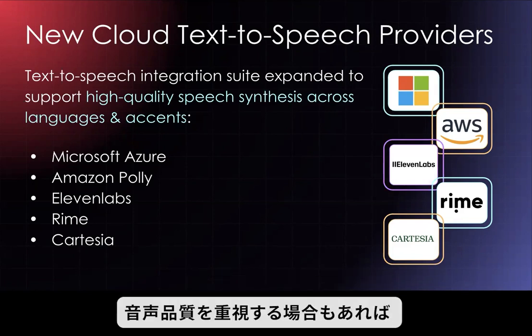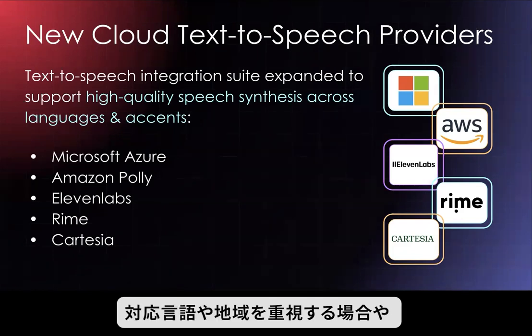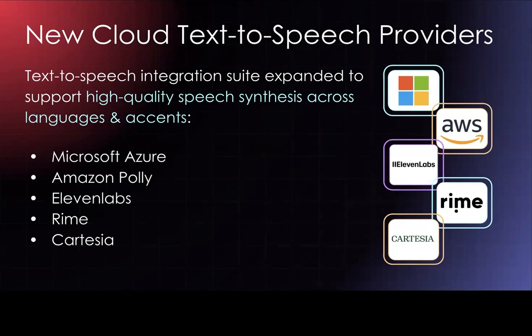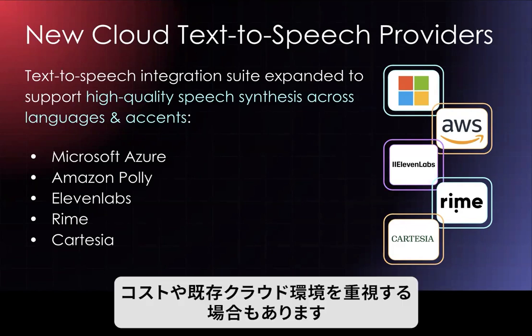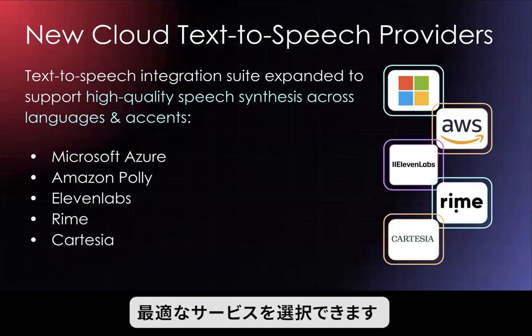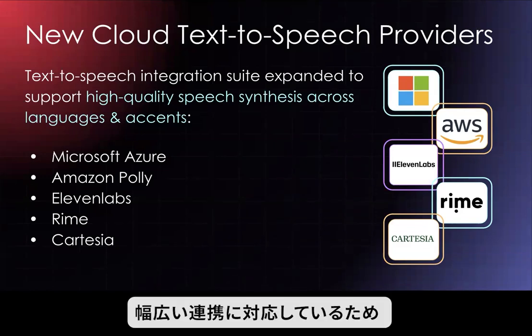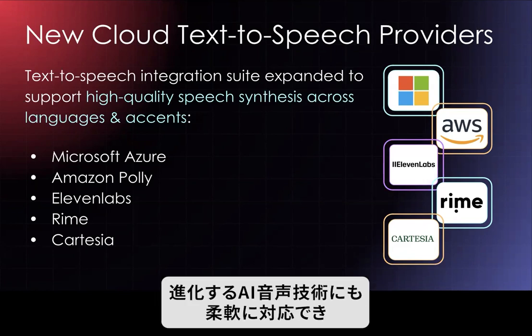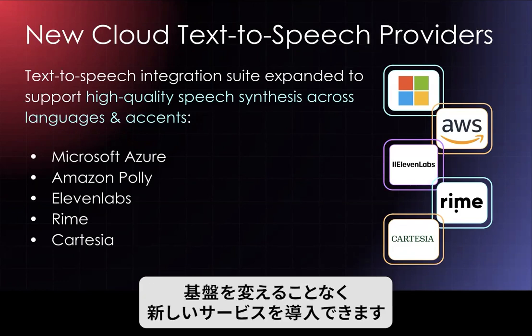Some organizations prioritize highly natural sounding voices. Others focus on language coverage or regional availability, also pricing or just existing cloud investments. And rather than limiting you to a single provider, Bright Pattern allows you to choose the service that best aligns with your business and technical requirements. This really expanded ecosystem also gives organizations greater flexibility as AI voice technology continues to evolve, making it easier to adopt new providers and capabilities without changing the overall contact center architecture.